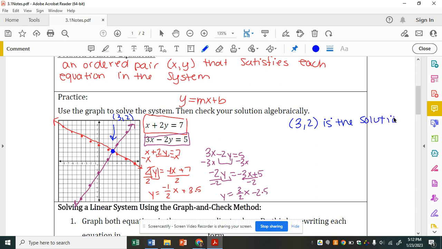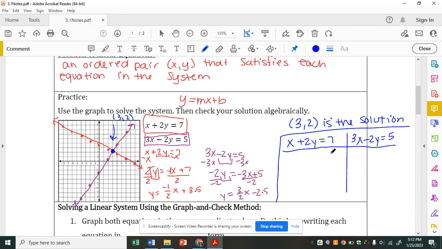Okay, but I'm not done, because it's saying check your solution algebraically. What that means is I'm taking 3 as my x value, and I'm taking 2 as my y value, and I'm going to plug it back into these original equations that were given to me to make sure that they actually work out, right? That this is my solution. And what I mean by that is I'm subbing 3 in for x, I'm subbing 2 in for y. So now I have no more variables.